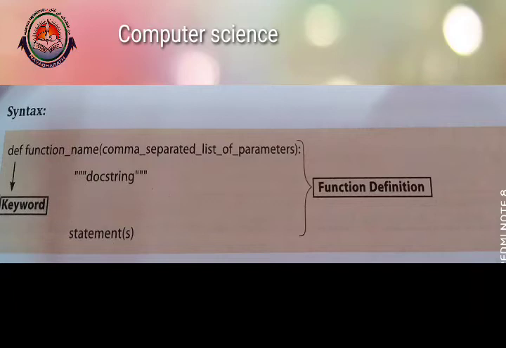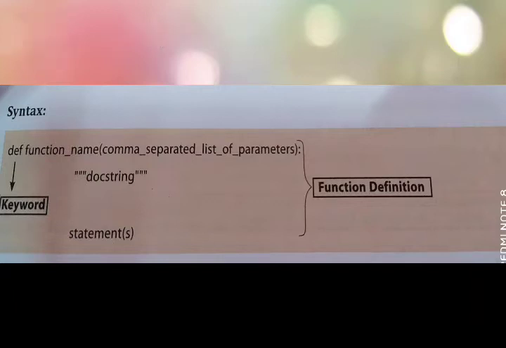We can pass values to a function. They are optional. It is not compulsory. As per our requirement we can give those parameters. Then after that there are statements. That means some related statements we can also give within that function definition. Okay, this is the syntax or rule to define a user defined function.